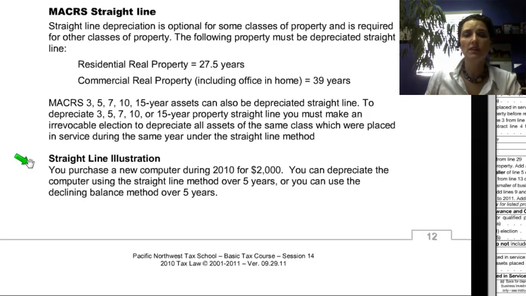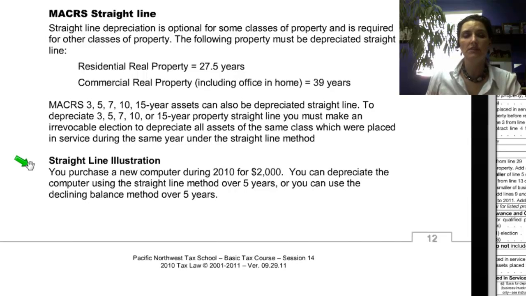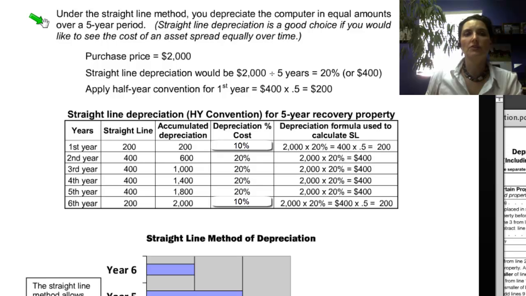And here is a straight line illustration. You purchased a new computer during 2010 for $2,000. You can depreciate the computer using the straight line method over 5 years, or you can use the declining balance method over 5 years. Under the straight line method, you depreciate the computer in equal amounts over a 5-year period. Straight line depreciation is a good choice if you would like to see the cost of an asset spread equally over time.